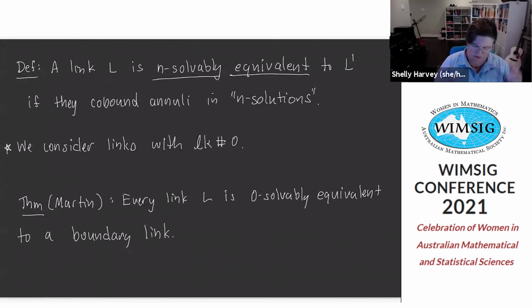Sort of higher order surface stuff. And then my student a while ago, as a corollary to her thesis, showed that, well, she didn't really study in this language, but every link is 0-solvably equivalent to a boundary link. 0-solvably equivalent is a very, very weak notion. We'd like to get something that is a little bit stronger, closer to concordance.